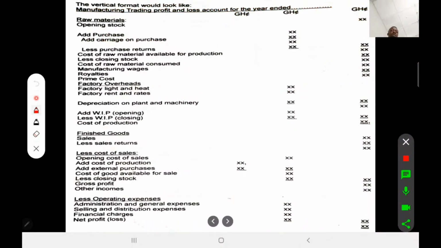And this is the format for the manufacturing account. So you see the vertical format. This is the vertical format actually. So with the determination of your cost of raw materials consumed, I think we have dealt with it. This one, cost of raw materials consumed.